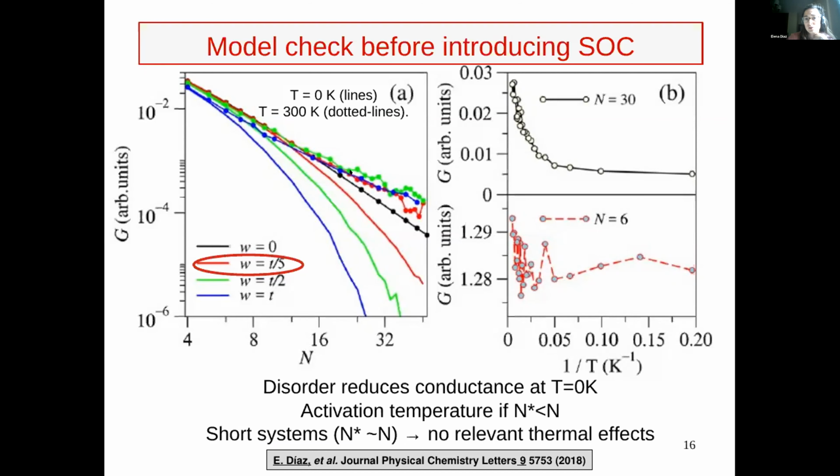For any of this disorder, the conductance keeps good values. And this depends also on the size of the system, because the localization length of the eigenstates has to be smaller than the system size to really see the effect of the thermal activation mechanism. Otherwise, if the localization length is of the order of the system, the eigenstates will behave more or less like extended states, and you won't see that effect.